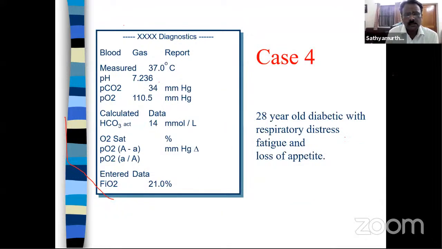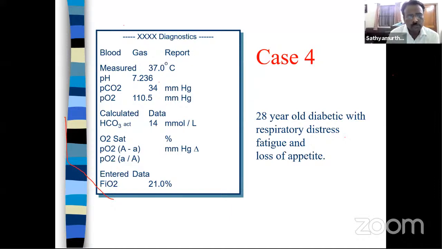This is the last case, case 4. This patient is a 28-year-old diabetic with respiratory distress, fatigue, and loss of appetite. So, a diabetic coming with respiratory distress, fatigue, and loss of appetite. Now, let's go one by one. The first step is always look at the pH, 7.23. It is acidemia.